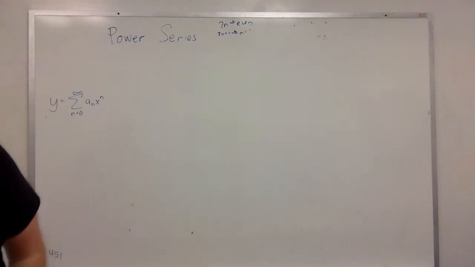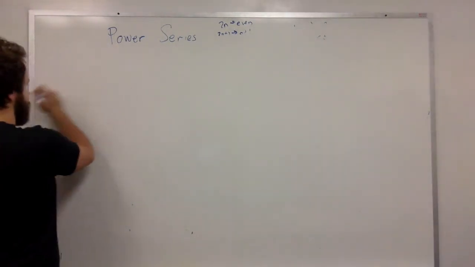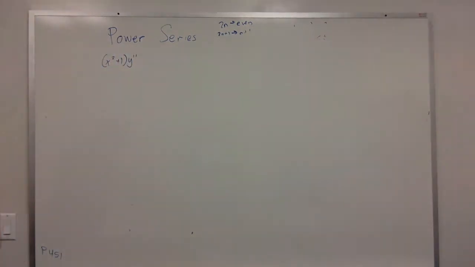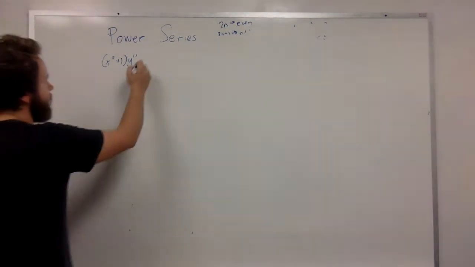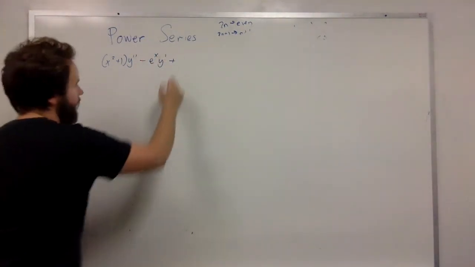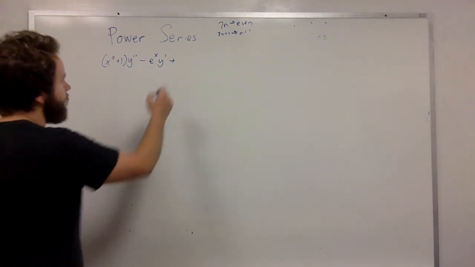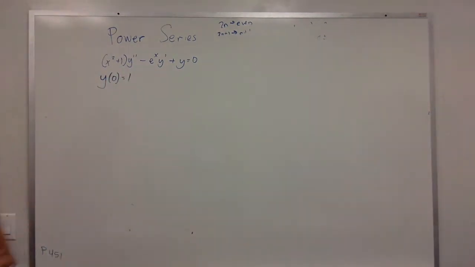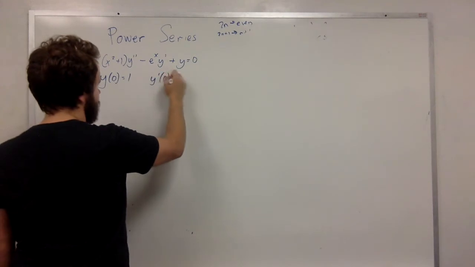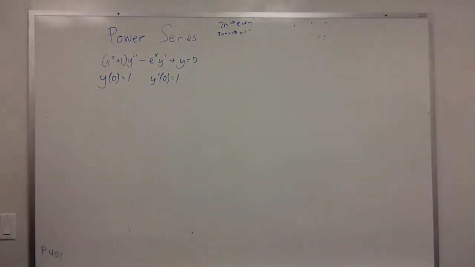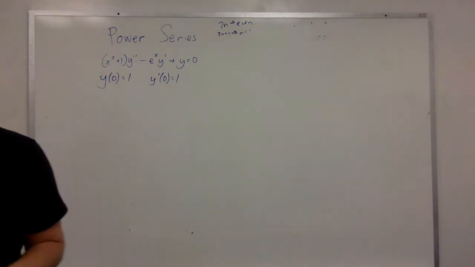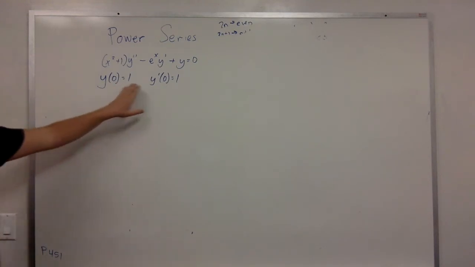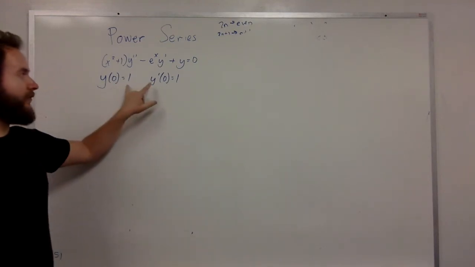Problem submitted by the audience, we're doing x squared plus 1 times y double prime minus e to the x times y prime plus y equals 0. Furthermore, we're told y of 0 equals 1 and y prime of 0 equals 1. What a nightmare. Okay. That's okay. That's actually not going to be too bad. We're looking for the first 4 non-zero terms. All right. Fortunately, we have the first 2, right, by being given these 2 guys.